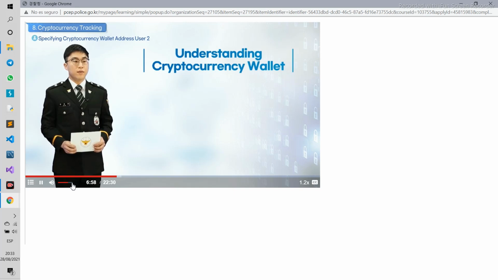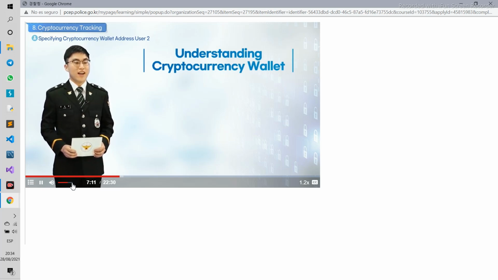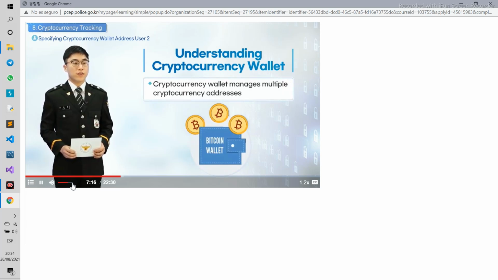It would be nice to be able to explain the specific generation principles of cryptocurrency wallets, but it is difficult to explain in detail with a case that is limited. However, we should note that there are multiple addresses in a cryptocurrency wallet, and that all addresses can be managed through a single personal key.